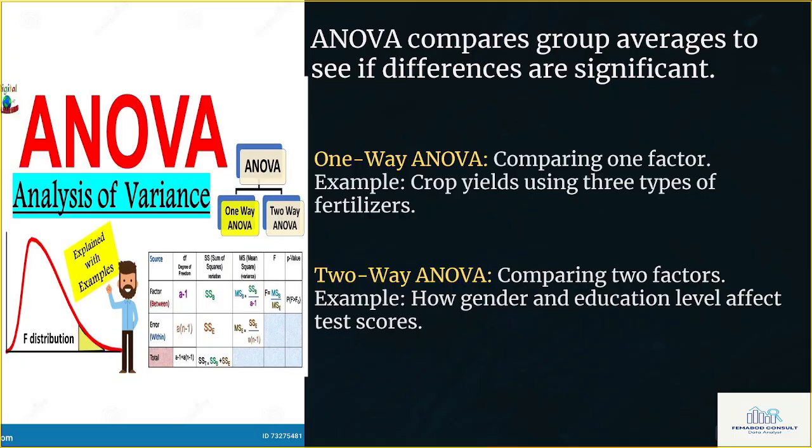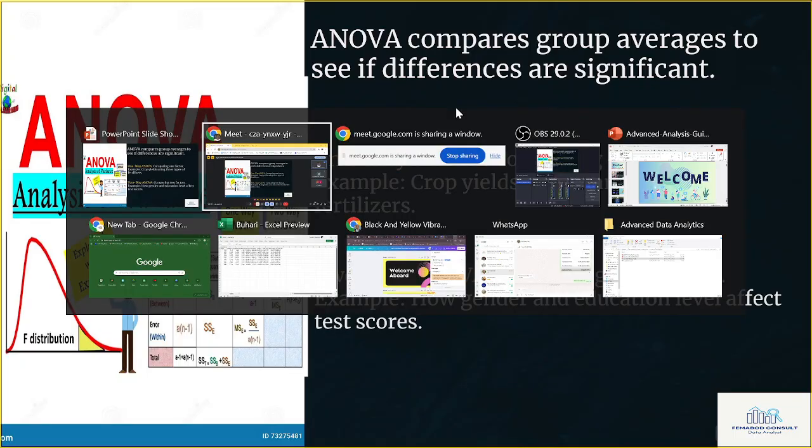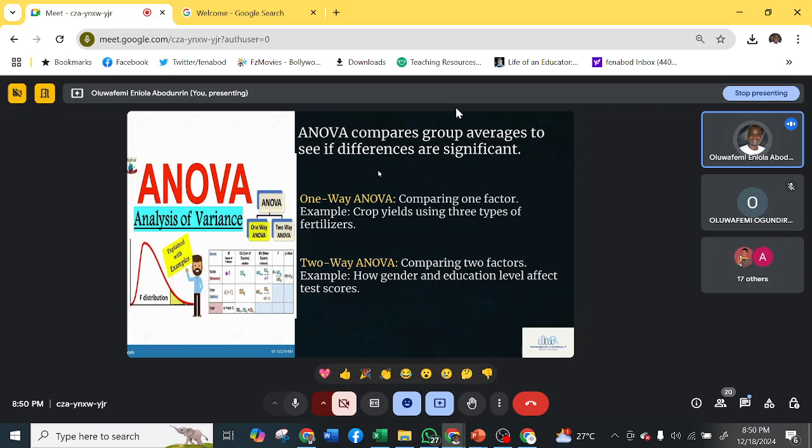There is also analysis of covariance. It is beyond the scope of this particular training we are doing. Maybe if we organize subsequent training for this cohort, we'll be doing something higher than what we are doing so far. So may I know if there's any question on this before we move forward?